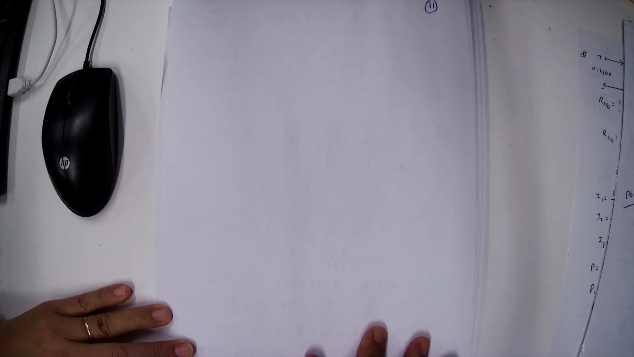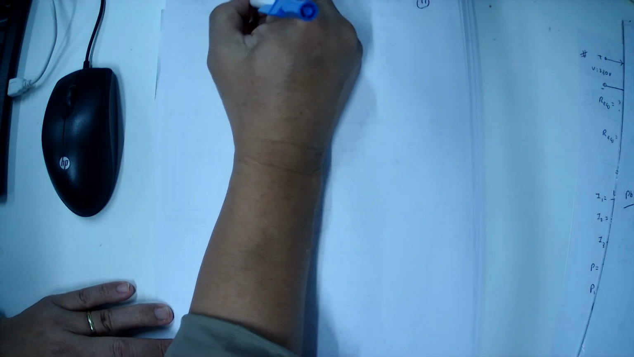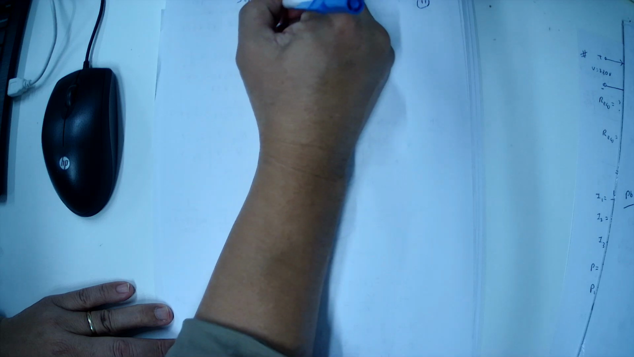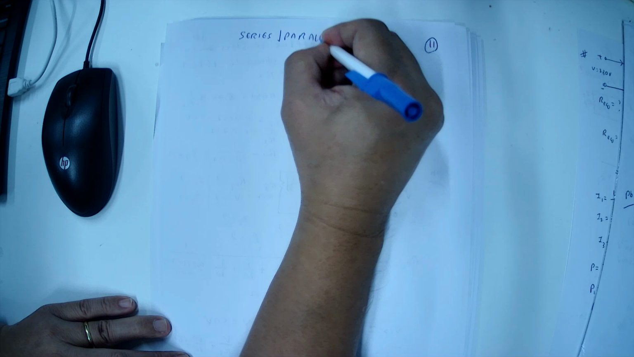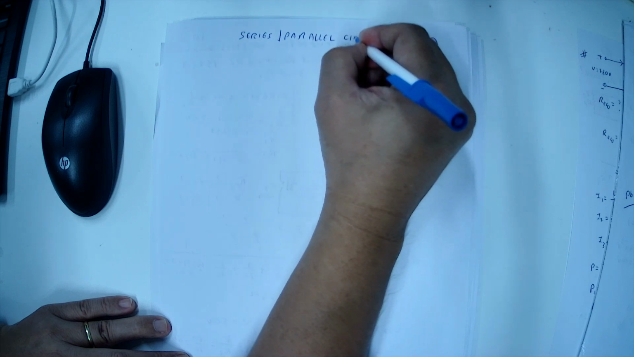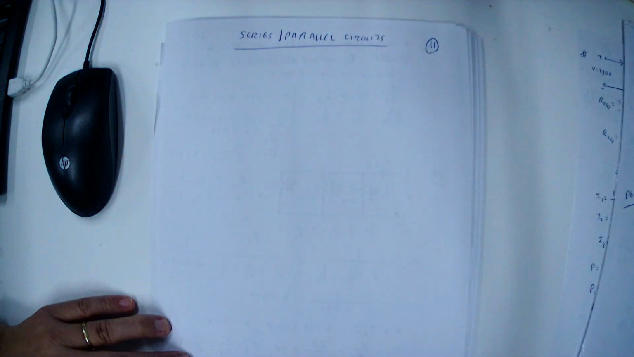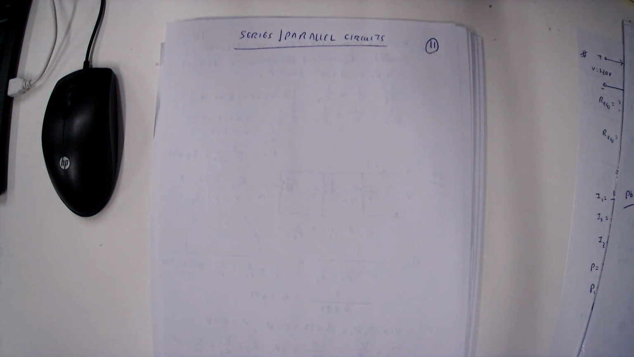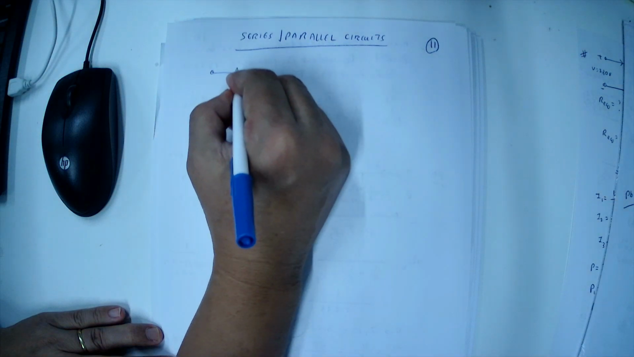Okay, the next one will be the series parallel connected DC circuit. Series parallel circuit. So there are two situations. I give you the two examples.